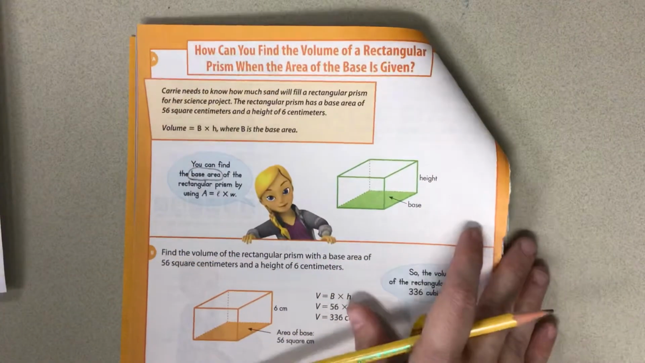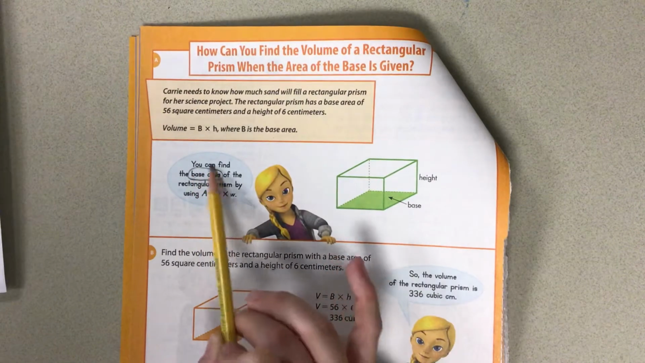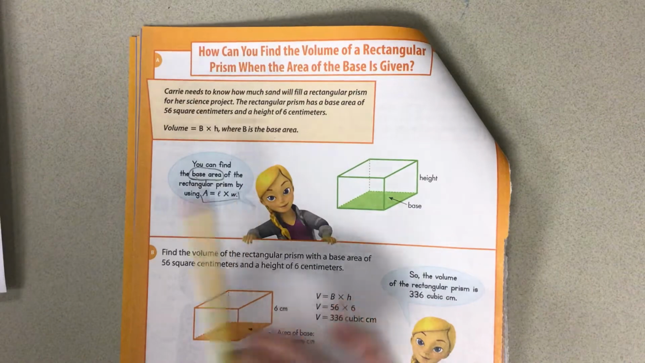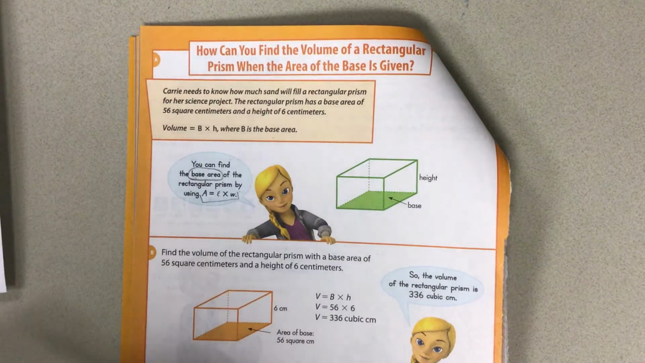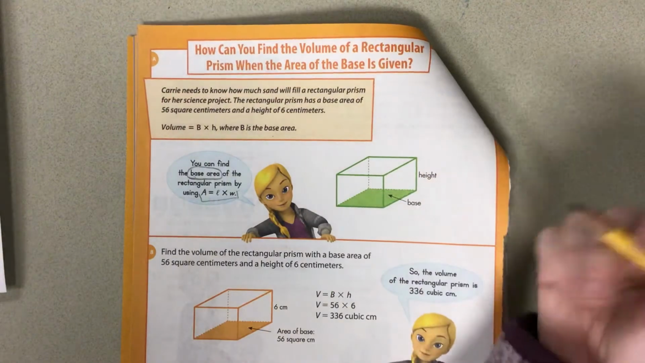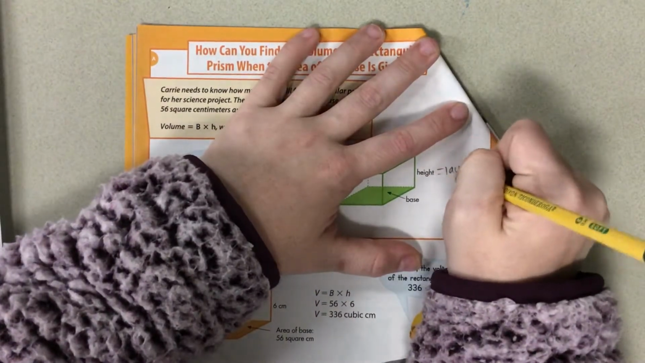So base is the base area, and you can find the base area of the rectangular prism by using area equals length times width. So really all you're doing is you're finding the area and then you're multiplying it by the height, because the height is the number of layers. So anytime you hear height, I want you to think layers.